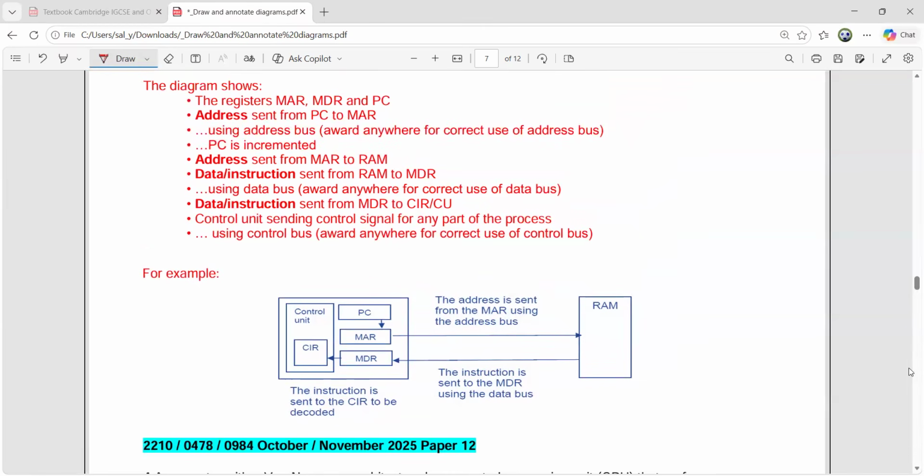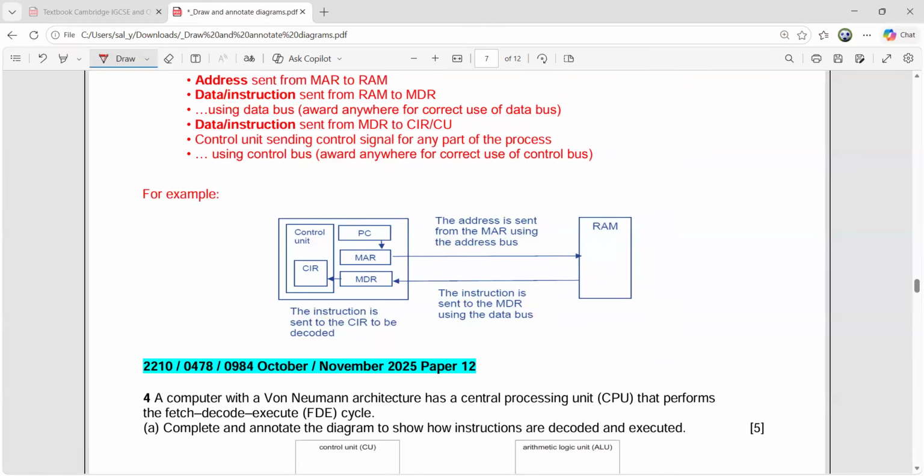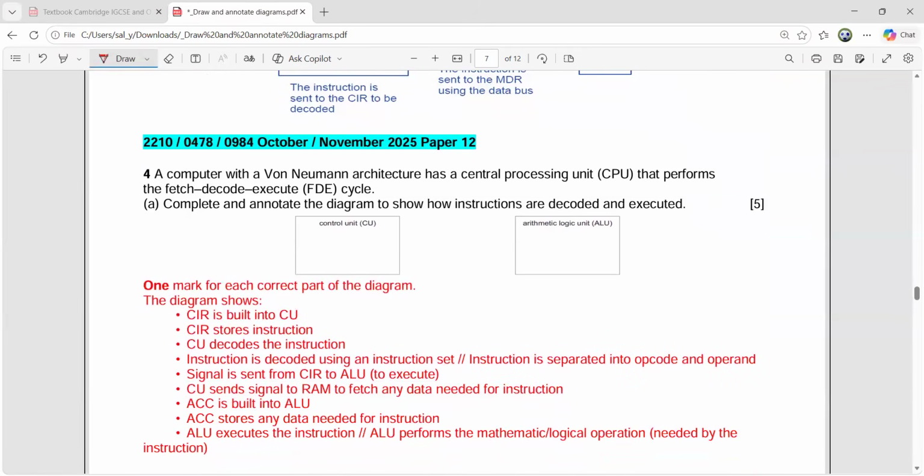This was one question, and then another one is October-November 2025, paper 1-2.